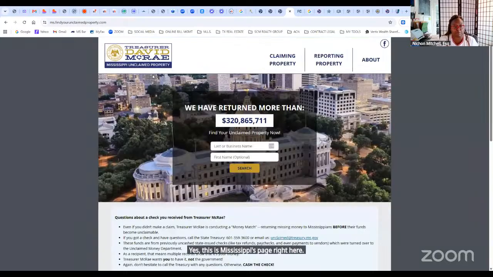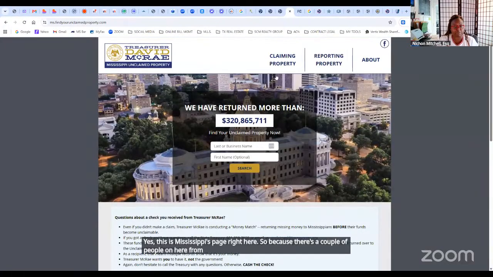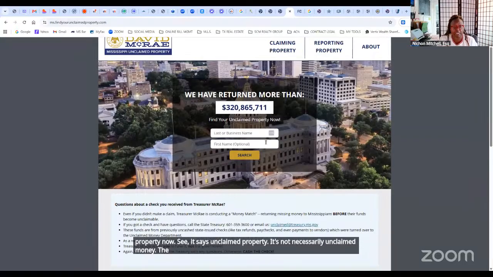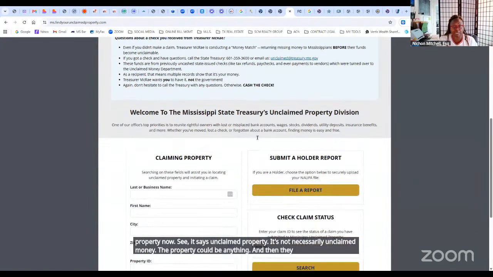Because there's a couple of people on here from Mississippi. This is Mississippi's page. See, they say we have returned more than $320 million. Find your unclaimed property now. See, it says unclaimed property. It's not necessarily unclaimed money. The property could be anything. And then they tell you in Mississippi how to go about doing it.